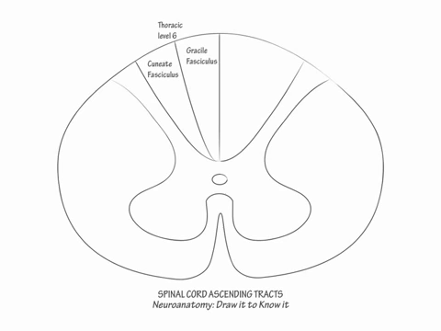The gracile and cuneate fasciculi are jointly referred to as the posterior column pathways because of their location in the posterior column of the spinal cord. They comprise large diameter, heavily myelinated white matter axon bundles which carry vibration, two-point discrimination, and joint position sensory information. The information ascends quickly along them because of saltatory conduction.